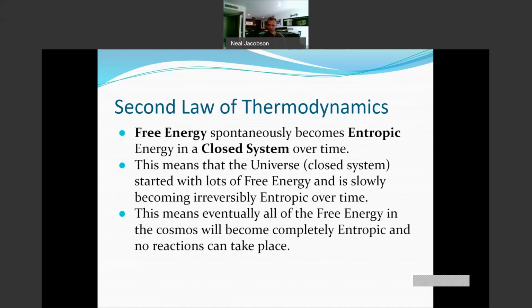Yeah, so this is one of the irrational fears of modern man: that eventually all of the free energy, if we plot this trajectory of free energy turning into entropic energy over time, we can see that, wait a second, the whole universe is going to burn out eventually. Like all the free energy in the cosmos will eventually become entropic, and no reactions will be able to take place.